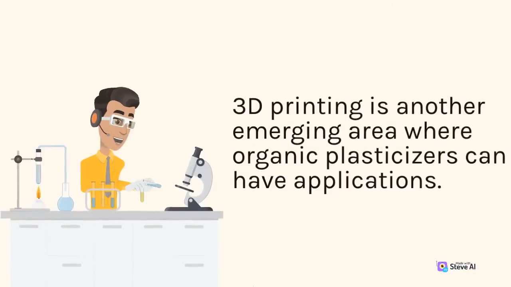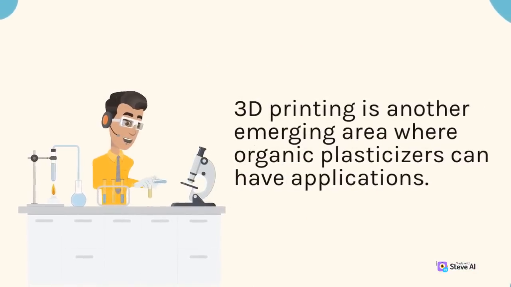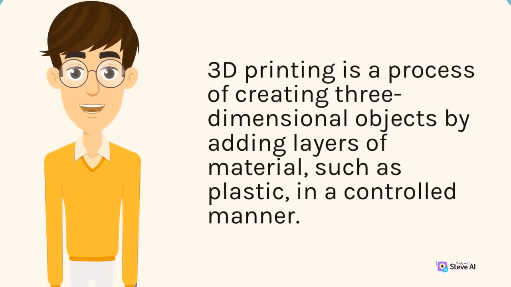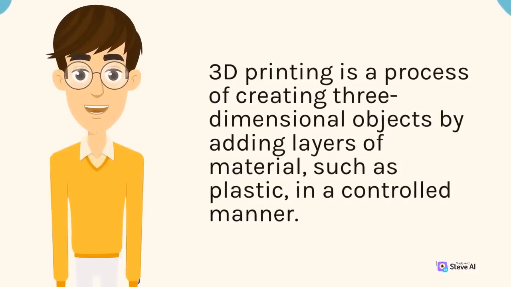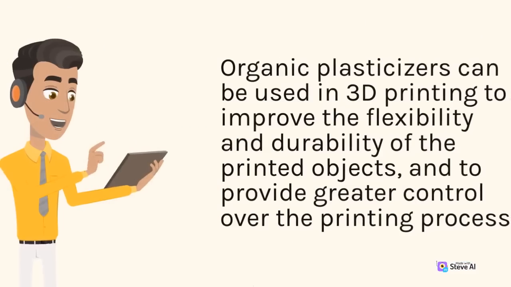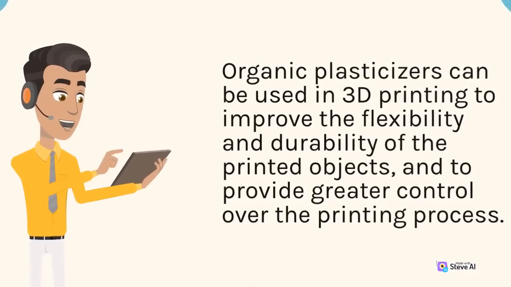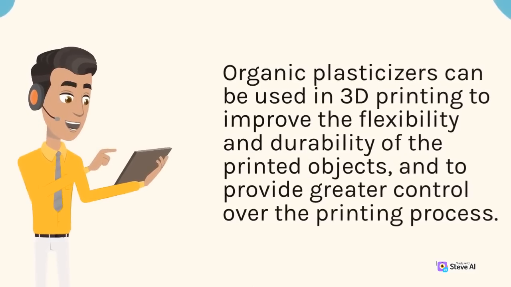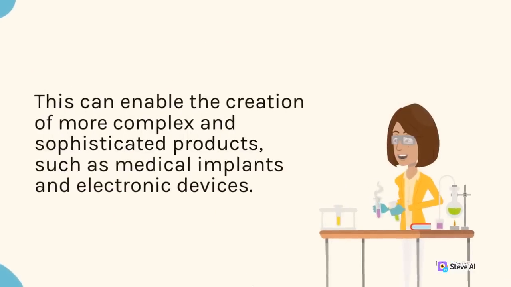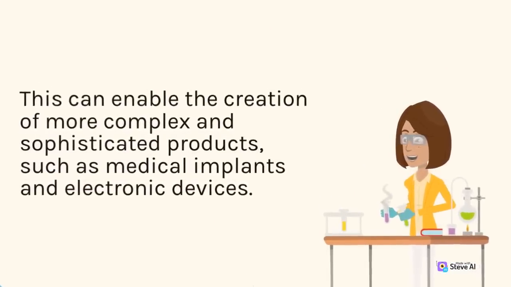3D printing is another emerging area where organic plasticizers can have applications. 3D printing is a process of creating three-dimensional objects by adding layers of material, such as plastic, in a controlled manner. Organic plasticizers can be used in 3D printing to improve the flexibility and durability of the printed objects, and to provide greater control over the printing process. This can enable the creation of more complex and sophisticated products, such as medical implants and electronic devices.